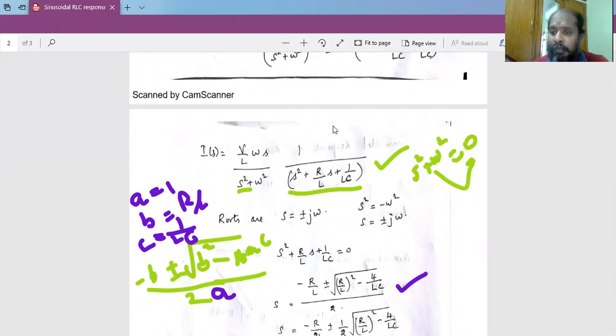We will see some more, slightly more complicated problems related to RL, RC, RLC circuits in the next lecture.